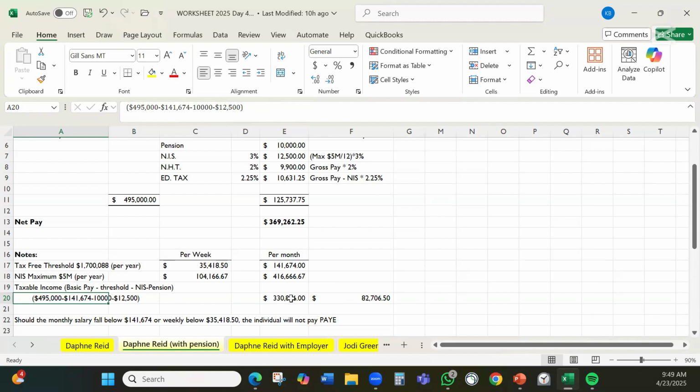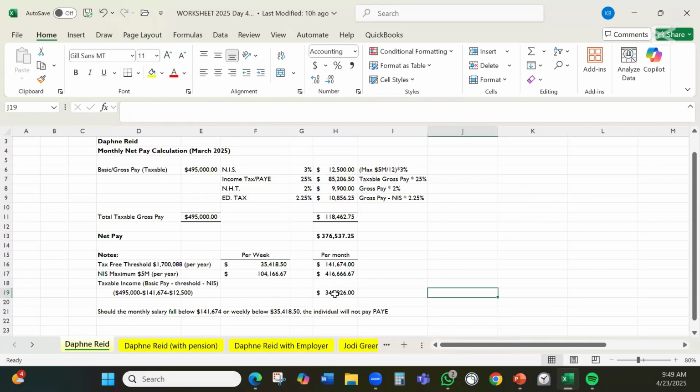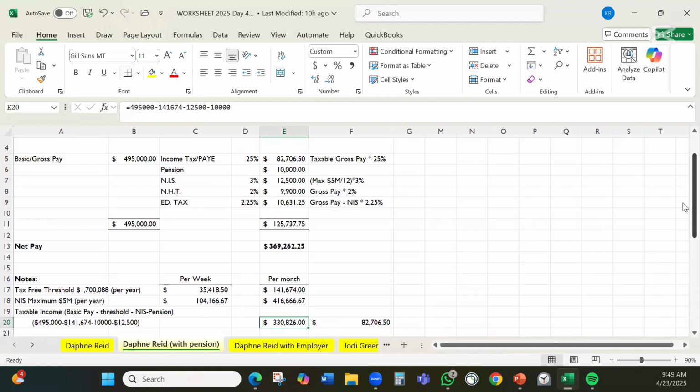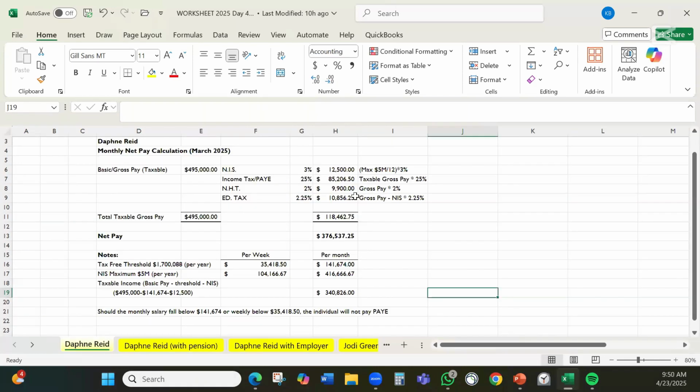If you notice, the taxable income is 330 now, instead of what we had around here of 348.26. The difference is that 10,000, so you're going to be paying less tax. As long as you contribute to an approved pension scheme, you are able to apply that to your taxable income, and so you'll end up paying less tax. In this case, it is now going to be 82,706.50, whereas previously it was 85,206.50.